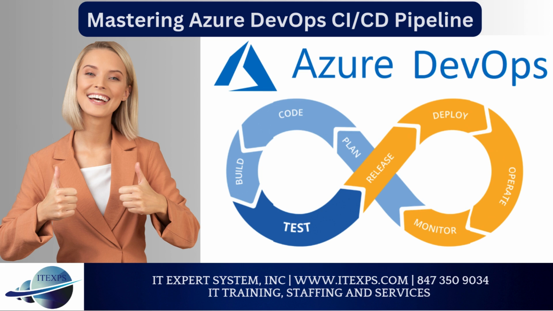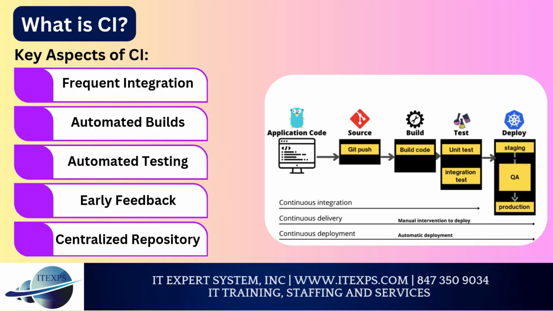Today we are going to talk about mastering Azure DevOps CI/CD pipeline. What is CI? Continuous integration is a software development practice where developers regularly merge their code changes into a shared repository, typically multiple times a day. Each merge triggers an automated process that builds the application and runs a suite of tests to verify the changes. Key aspects of CI.